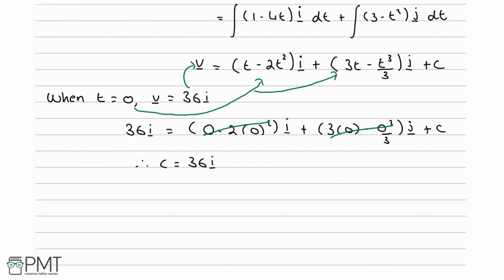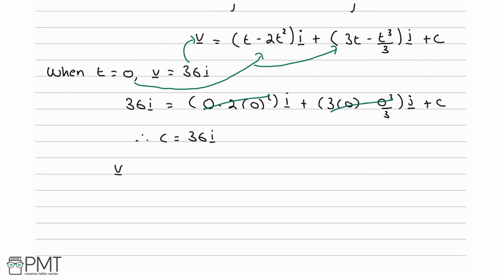I'm just going to rewrite our velocity equation. So v equals (t minus 2t squared plus 36) i plus (3t minus t cubed over 3) j. What I've done is moved the 36i into the i component of our vector like this.